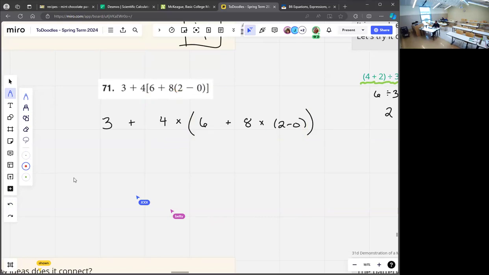They're just being lazy and not writing the times symbol, which is legal. Okay, now let's do this. So where's my term? Here is a term. And then all the rest is a term. So I can say, well, the 3 is just going to be a 3. And now I have to do all the rest of this.